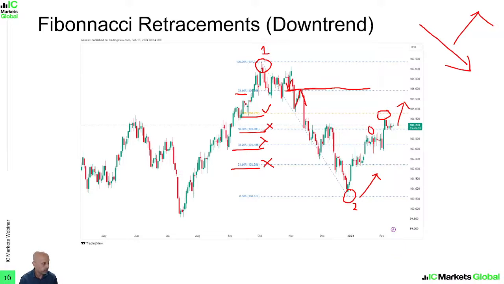Alright, if there are no further questions for Fibonacci retracements, I'm going to move on to the next section. Right, are there any questions for retracements? Alright, if there are no questions for retracements, then I'll move on to the next section. Alright, great.